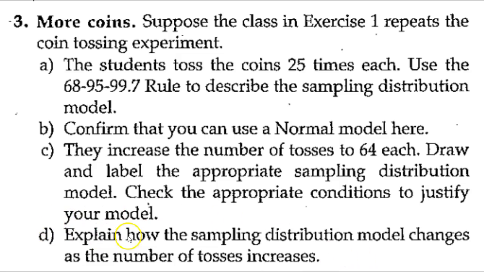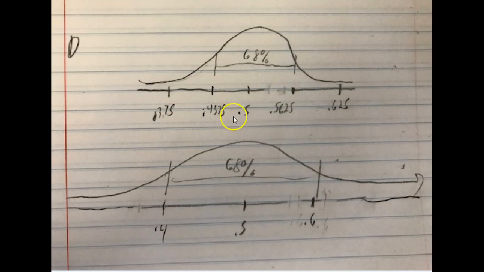Alright, and now for part D, we need to explain how the sampling distribution model changes as the number of tosses increases. So here I've redrawn the two curves. This one here is with 64 tosses, and this one here is with the 25 original tosses.